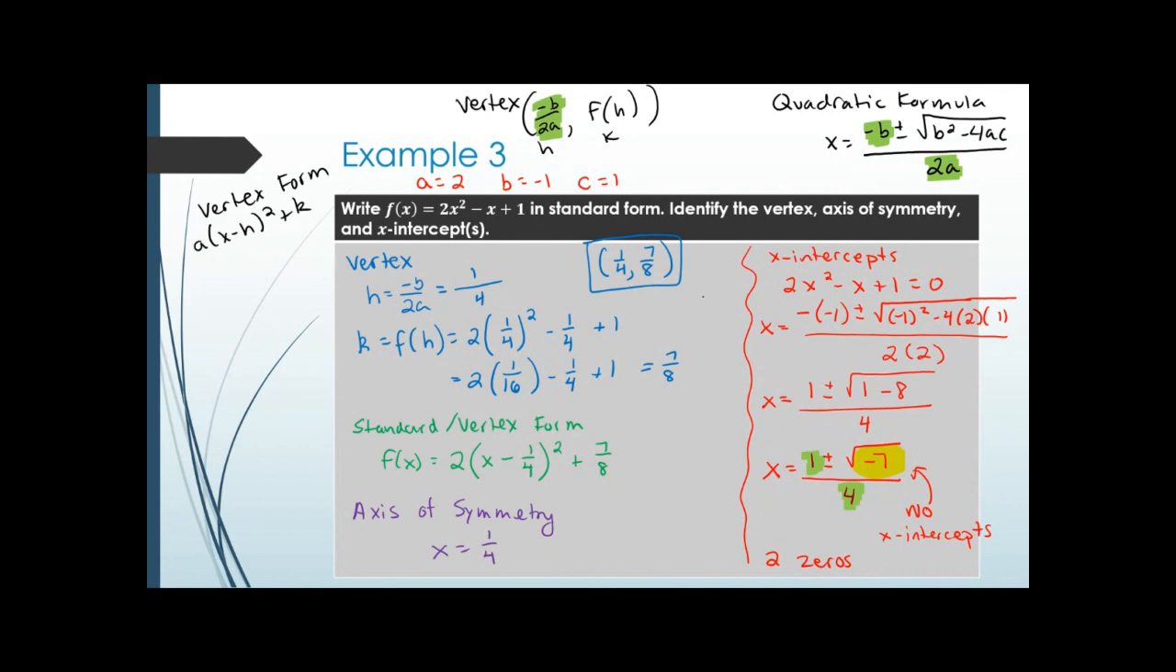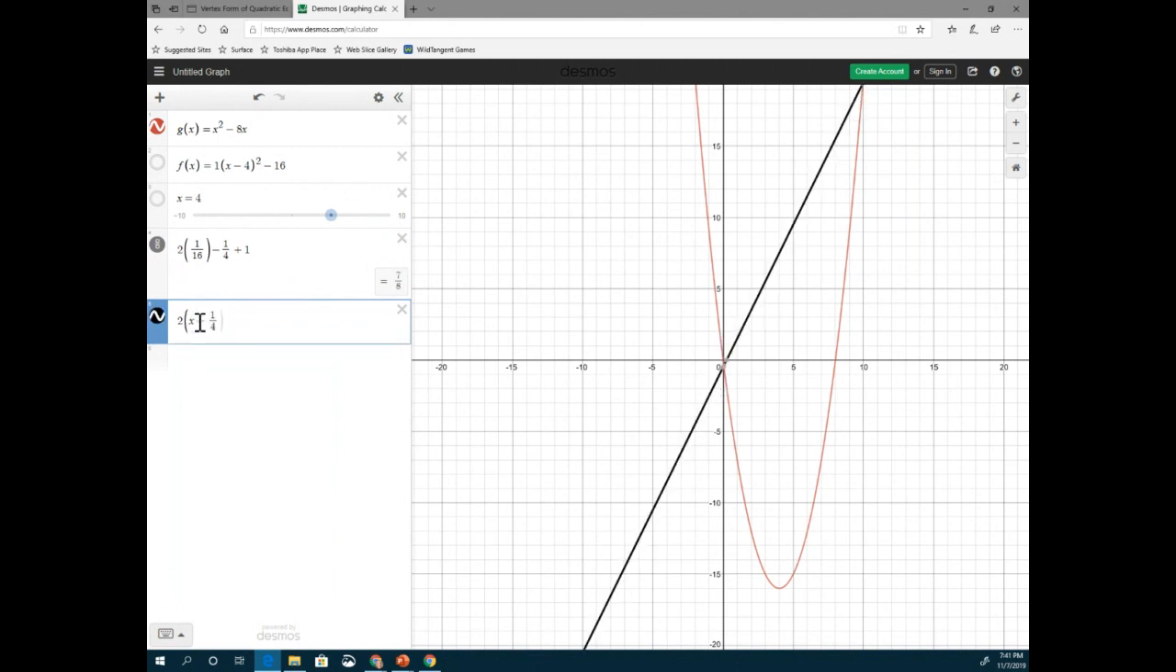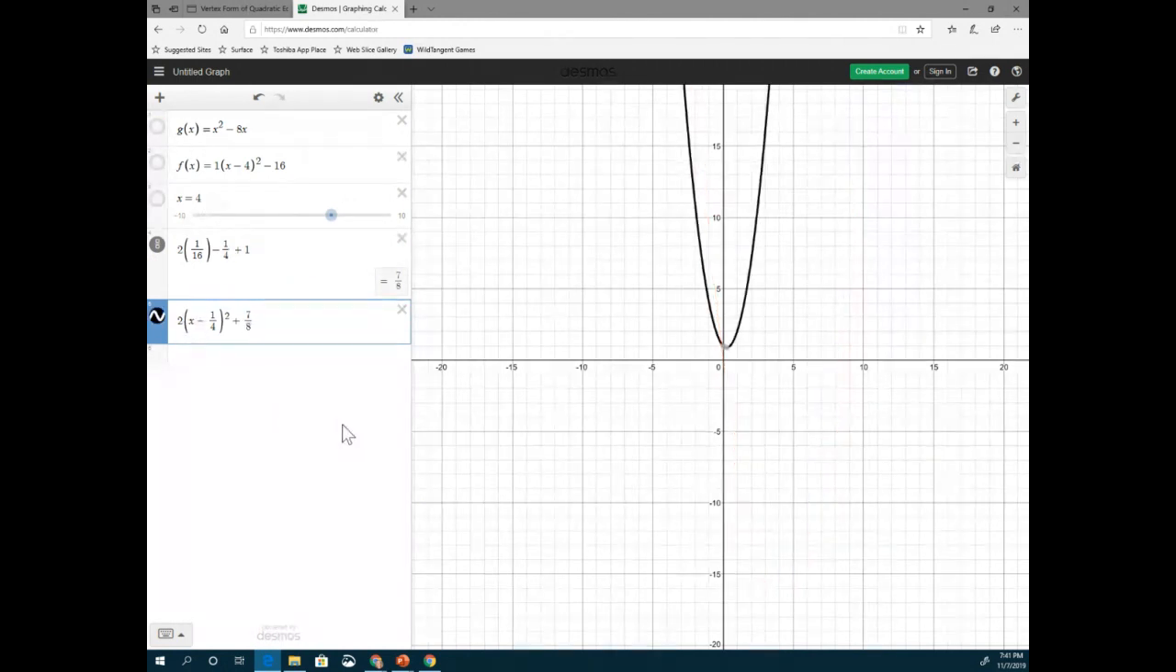All right. So just for good measure, let me pull up the graph. So it is 2 times (x minus 1/4) squared plus 7/8. So I'm going to just turn that old one off. And so you can see there, we said that there was no x-intercepts, and you can see that it does not cross the x-axis at all. So that's why we got an imaginary number, because it doesn't actually cross the x-axis.